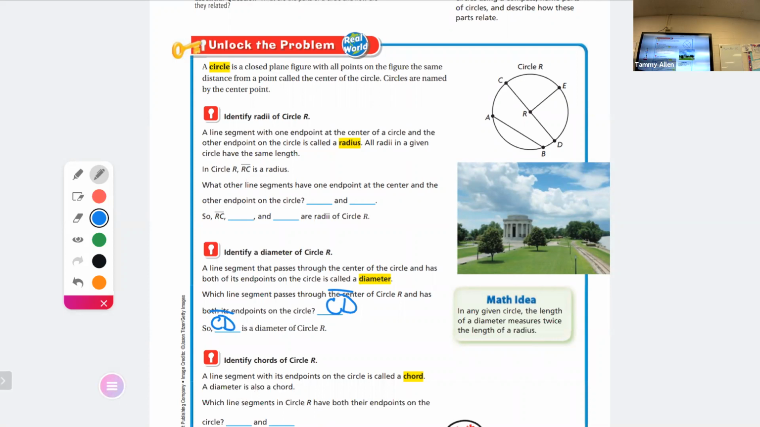Now a chord. A chord is a segment that has two endpoints on the circle. There are two of them on this particular circle. Can anyone find one of them? Lane. A and B. Segment AB is one of them. Where's the other chord? CD. Segment CD.